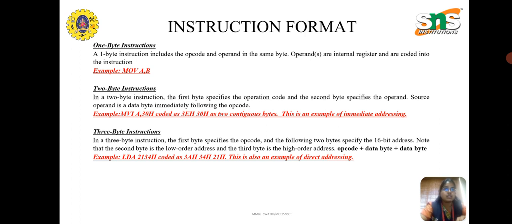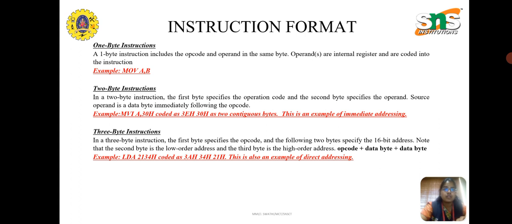The second one is the 2-byte instruction. In the 2-byte instruction, the first byte specifies the operation code and the second byte specifies the operand. The source operand is the data byte immediately following the opcode, for example MVI A, 30H, coded as 3EH 30H as two constituent bytes. This is an example of the immediate addressing mode.